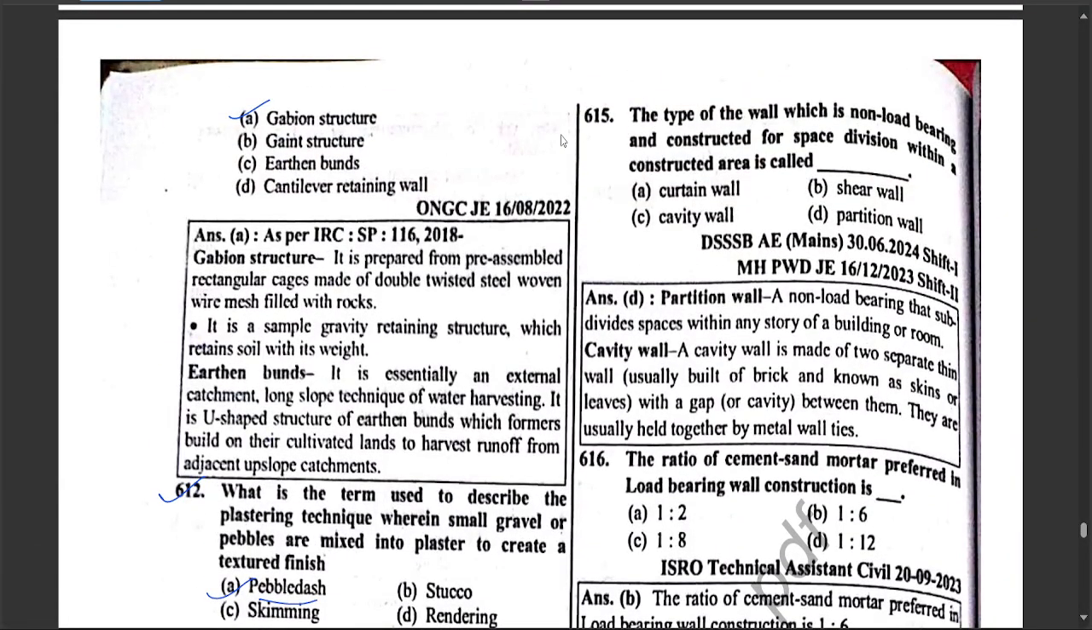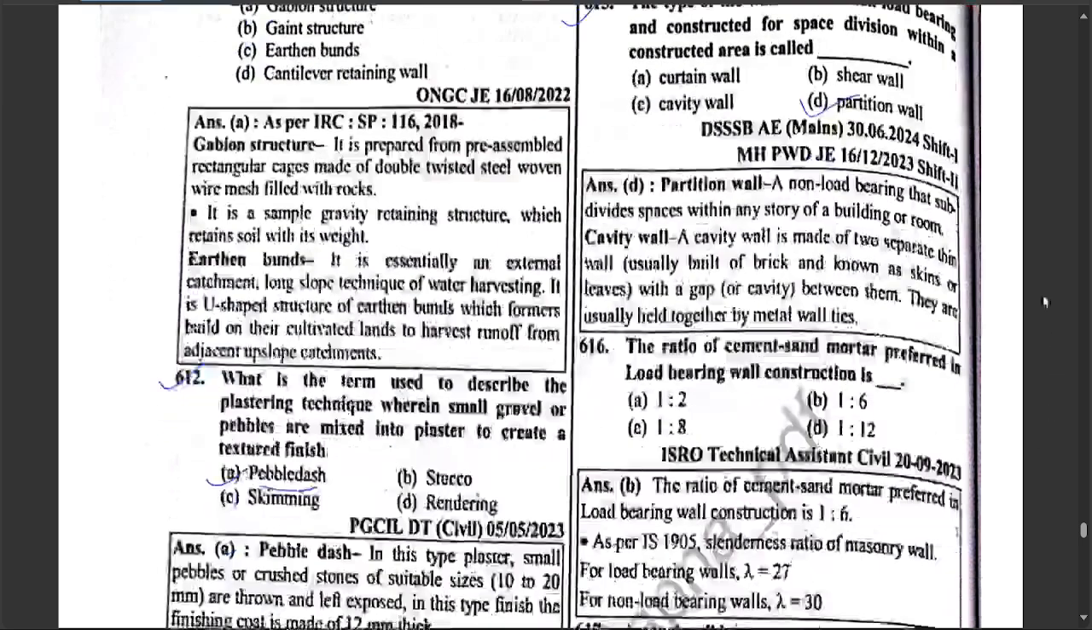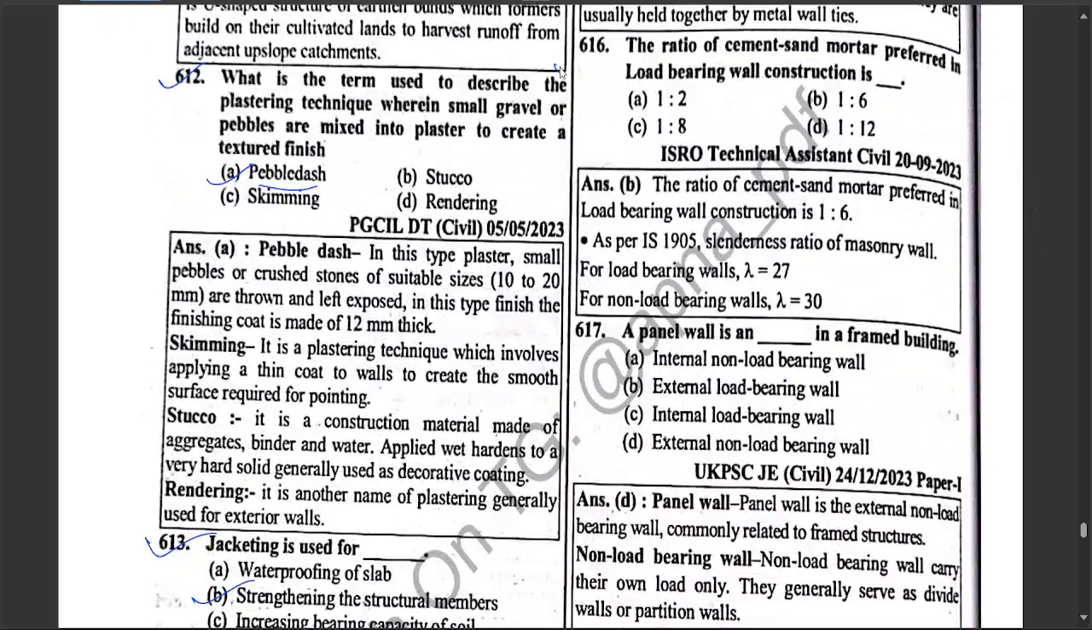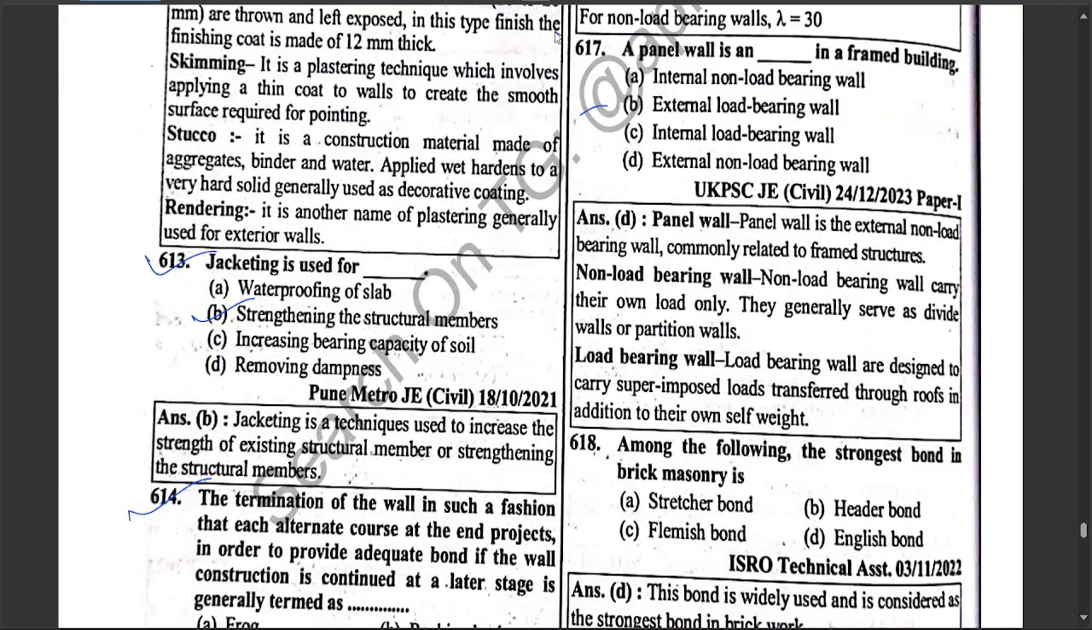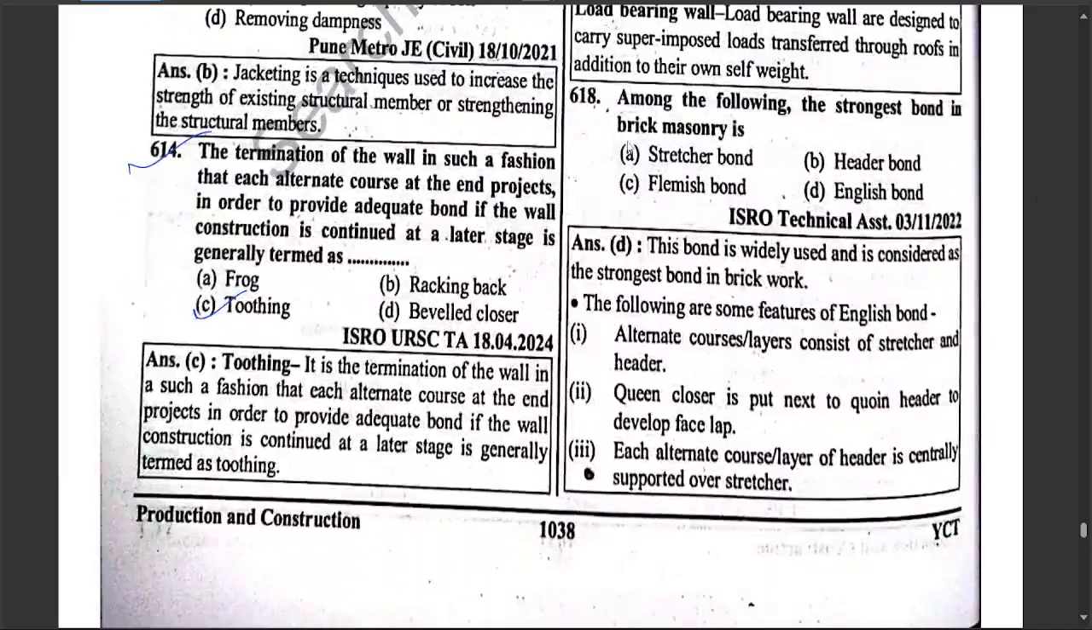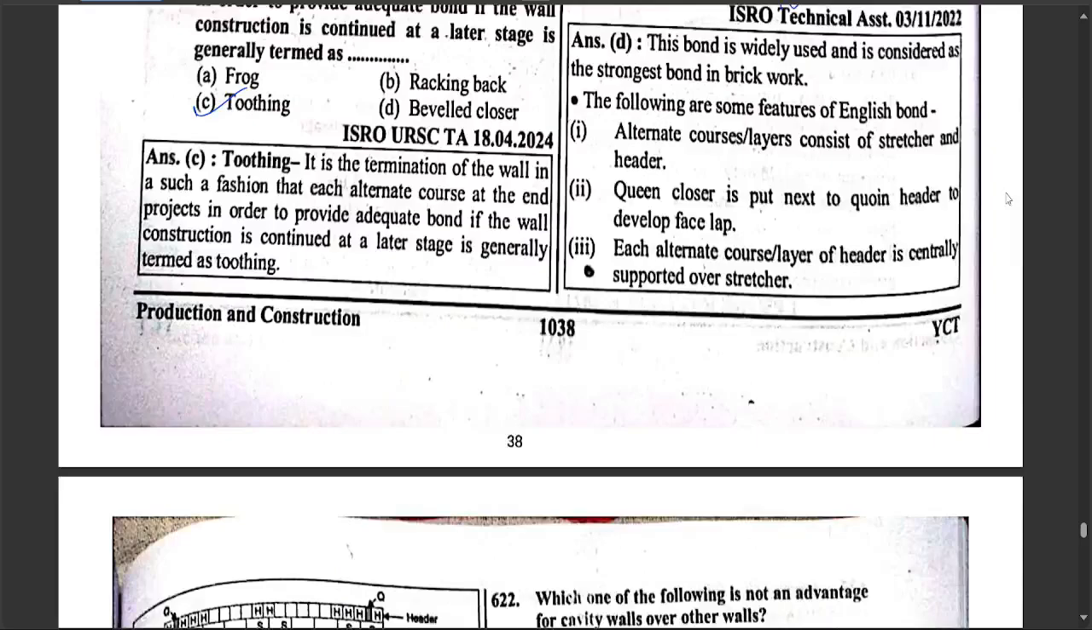The type of wall which is non-load bearing and constructed for space division within a constructed area is called a partition wall. The ratio of cement and mortar preferred in load-bearing wall construction is 1:6. The panel wall is an external non-load-bearing wall in a framed building. Among the following, the strongest bond in brick masonry is English bond.